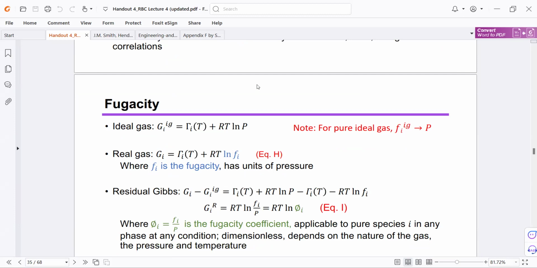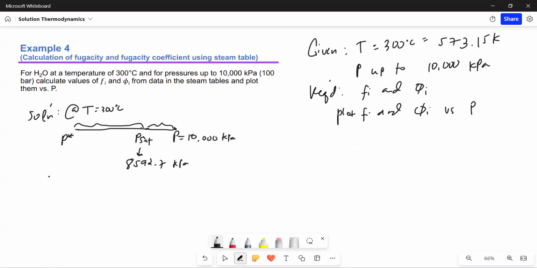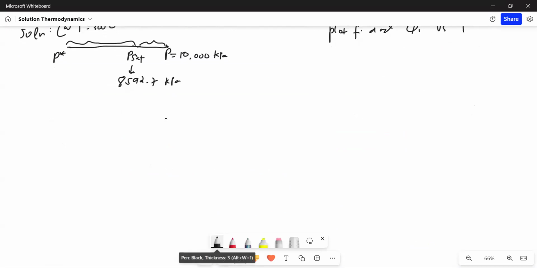Let me move back to the whiteboard now. We would need now a reference pressure. Let's call that P star. Let's call the reference pressure P star. That's why it's already written there. So, writing two equations using that particular Gibbs free energy equation.